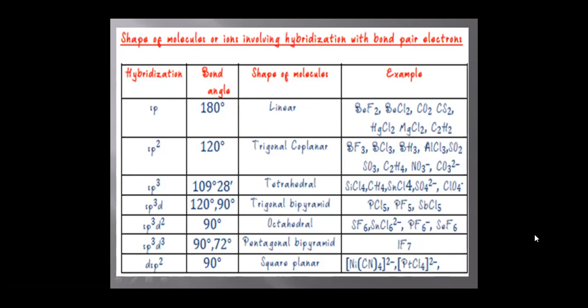For sp3d hybridization, the bond angles are 120 degree and 90 degree, and the shape of the molecule is trigonal bipyramidal. For sp3d2 hybridization, the bond angle is 90 degree and the shape of the molecule is octahedral. For sp3d3 hybridization, there are 2 bond angles, 90 degree and 72 degree, and the shape of the molecule is pentagonal bipyramidal. And for dsp2 hybridization, the bond angle is 90 degree and the shape of the molecule is square planar.